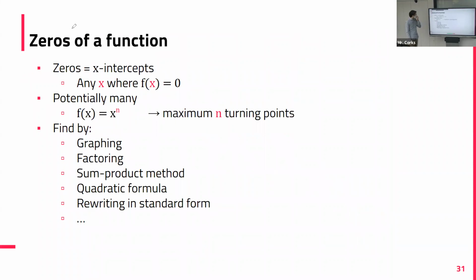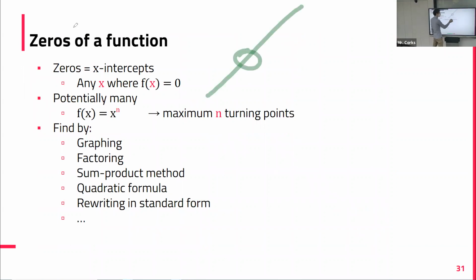So this is the formal definition of this. So zeros, x-intercepts, any x value that makes the y value equal to 0, the f of x equal to 0. So there could be potentially many, like if we have just a straight line, obviously we're just going to have one of these points where it's going to cross that axis. But if we have a curved function, we can have lots of them. If we have a function that's x to the exponent n, then there could be as many as n turning points. There could be none, but there could be up to that many.